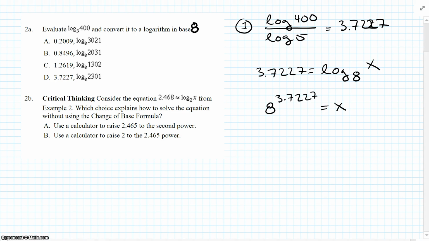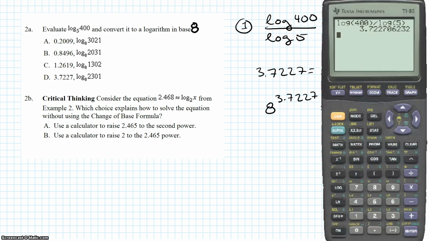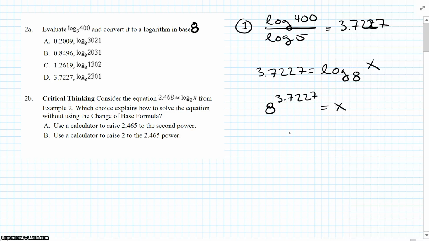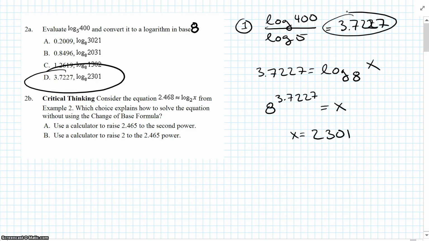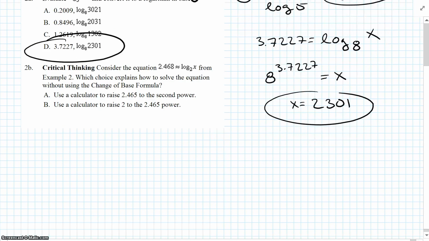So let's see what that is. So I can say 8 raised to my answer there equals 2,301. So x equals 2,301. So when I evaluated it, I got 3.7227, so that worked. And x equals that.